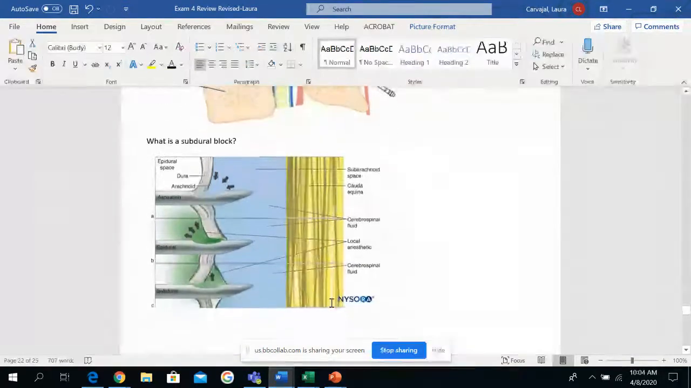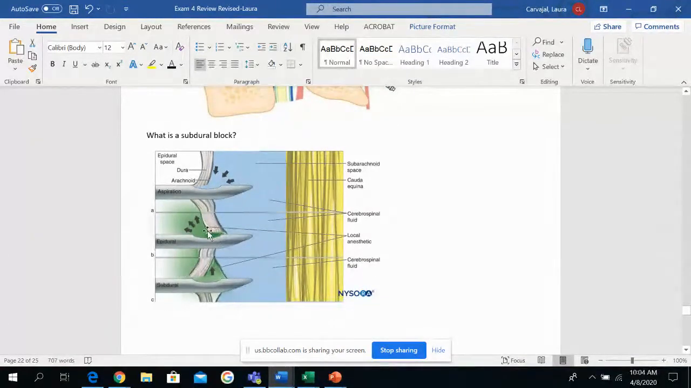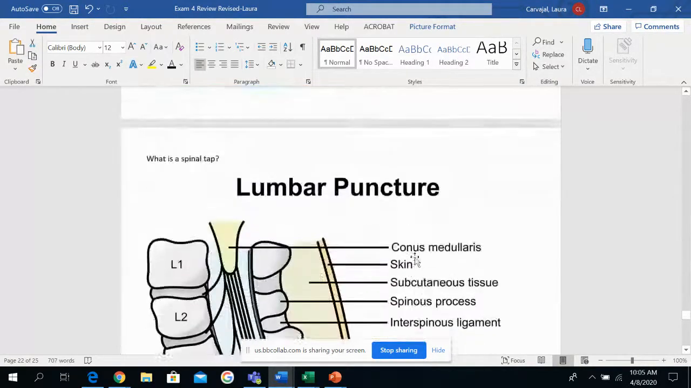There are two types of blocks: an epidural block and a subdural block. Epidural, epi means above, so you put in the anesthetic above the dura. A subdural block is where the anesthetic is below the dura. So you see how this one is flowing outwardly to the upper part of the dura, whereas this one is flowing outwardly to the lower part of the dura. That's the difference between the two. And again, that's a subdural block there.